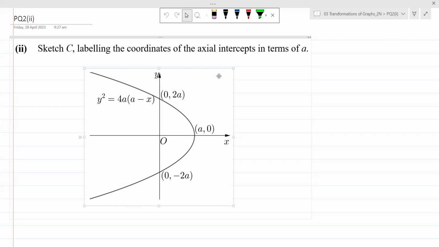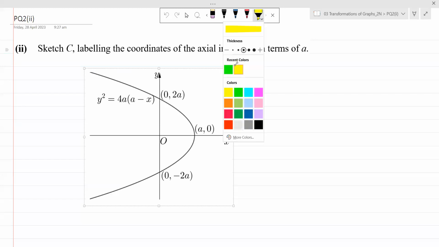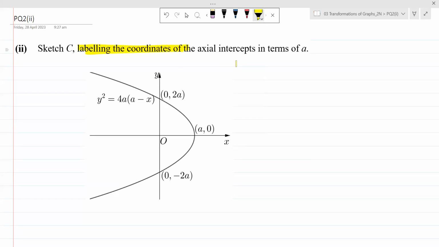Okay. So make sure all the coordinates are labeled in coordinates pair form. Once I use this phrasing, labeling the coordinates of, then your points jolly well be in coordinates pair form. Okay, (0, 2a), (0, negative 2a), (a, 0), all like this. All these also please label. Okay, then we come to the challenging part, which is actually also not very challenging.